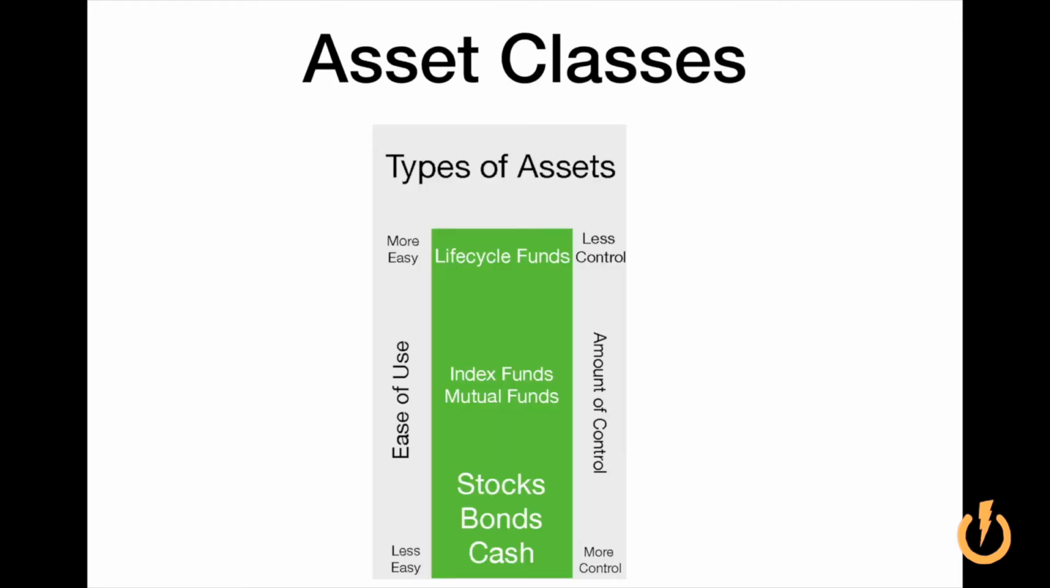This tower of assets represents the choices for your different investments. At the bottom is your most basic level of investments, such as stocks, bonds, and cash. In the middle we have index funds and mutual funds, and at the top we have life cycle funds. As you can tell on the left side of it, the stocks, bonds, and cash are less easy to use, while the life cycle funds are easier to use, but you receive more control over your money depending on where you want to invest it. In this video, we're only going to cover stocks, bonds, and cash, but over the course of this lesson, we're going to dive into each asset class and find out what their advantages are.